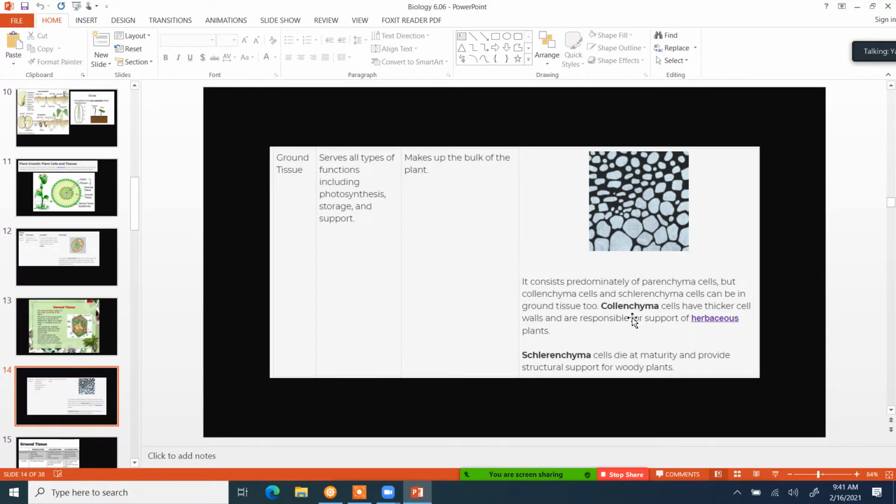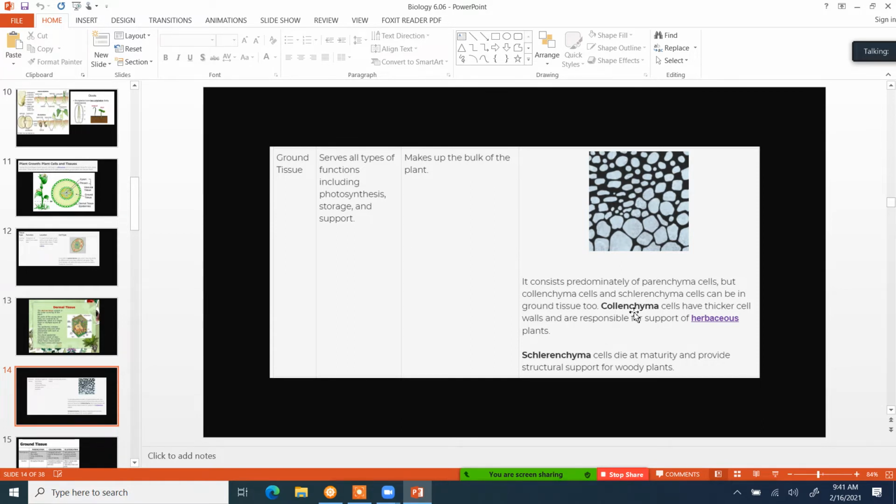So what is the difference between collenchyma cells and sclerenchyma cells? First of all, both of them are important for support. Why does a plant stand up and not just fall down on the ground? Because of the cell wall, right? Because of these two kinds of cells, collenchyma and sclerenchyma.